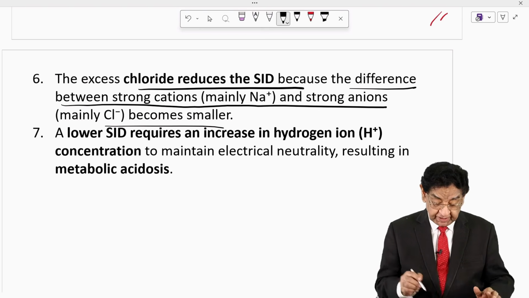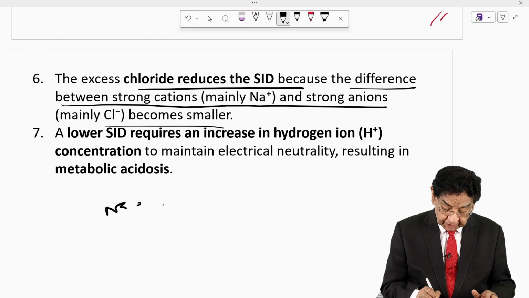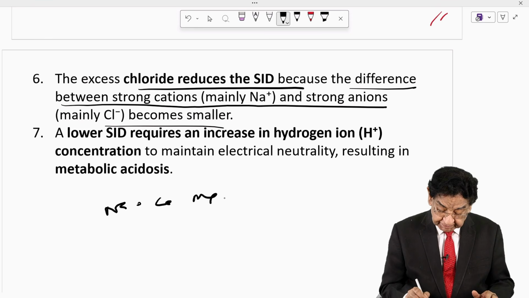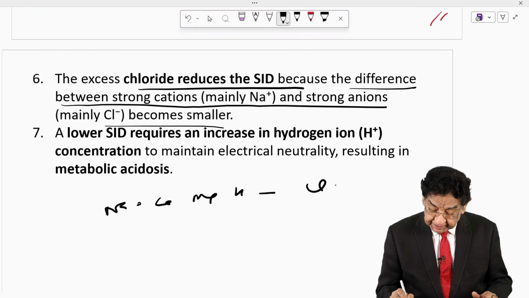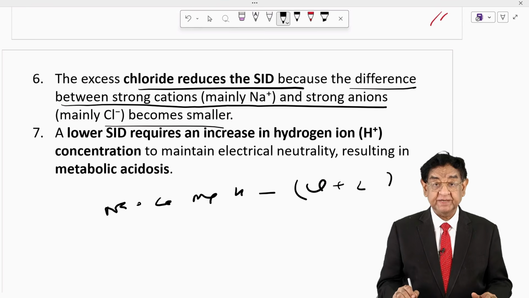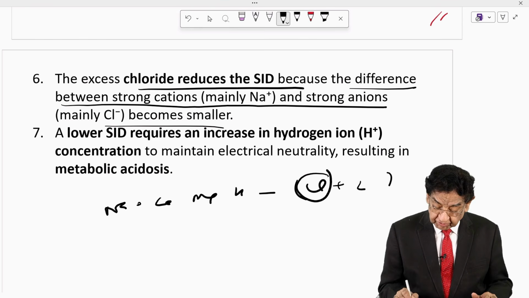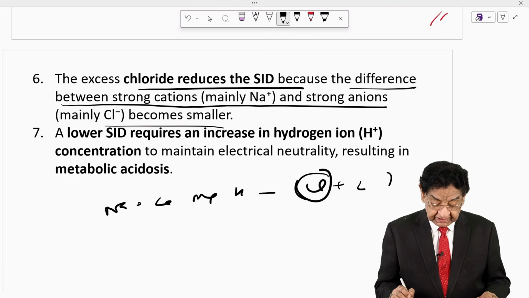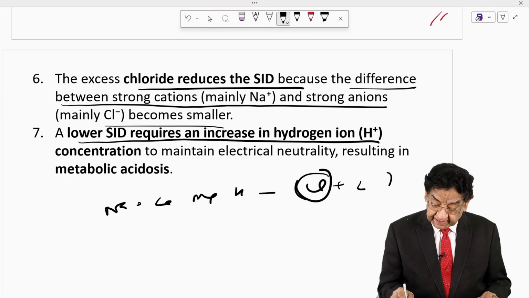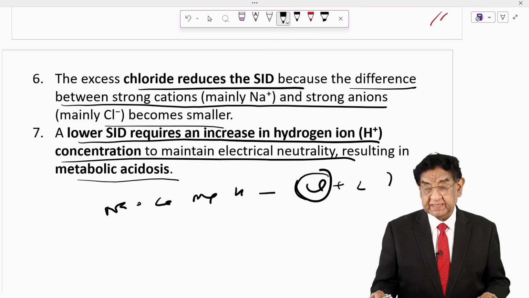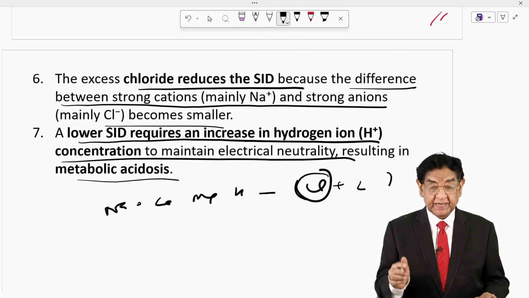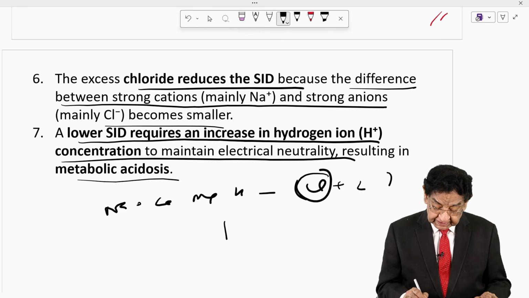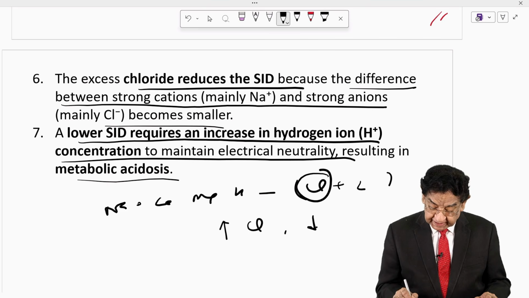I hope you remember the formula was sodium, calcium, magnesium, potassium minus chloride, lactate. So when we are giving a large amount of chloride, definitely SID is going to decrease. A lower SID requires an increase in hydrogen ion concentration to maintain electrical neutrality, resulting in metabolic acidosis, because when chloride increases, definitely bicarb will reduce automatically.